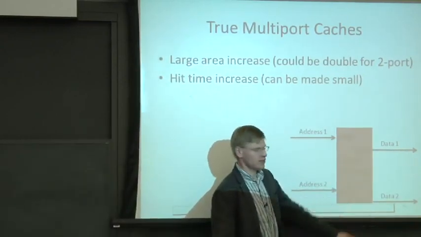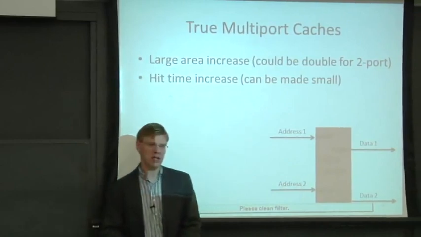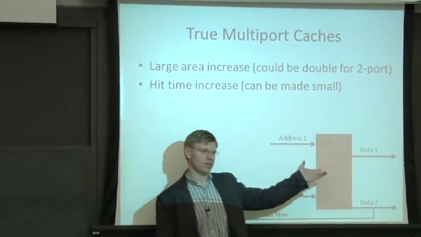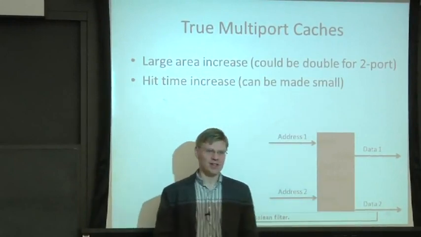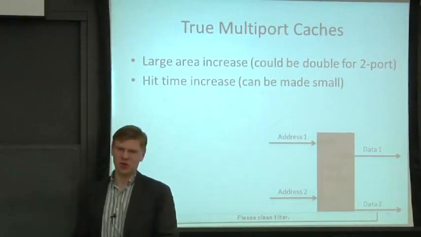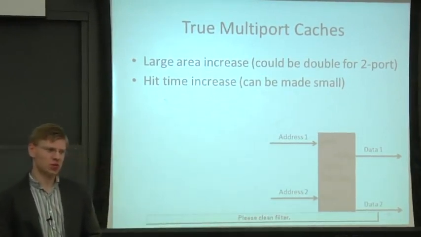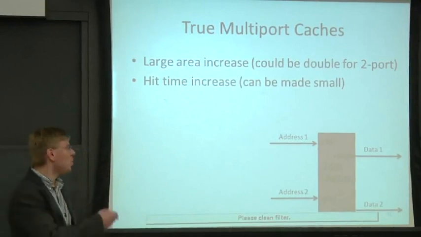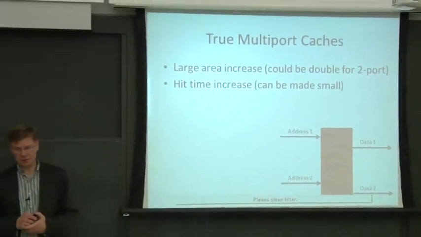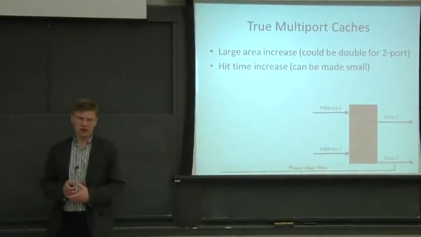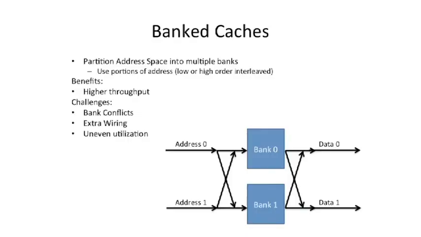And you can go look in something like Cacti, which is a tool from HP, which has different cache configurations. And you can see that adding a second port is usually the last thing in the world you want to do when you're doing a processor design. It ends up being really quite expensive, mostly in terms of area and somewhat in terms of timing. So can we do better? Well, maybe yes, maybe no.